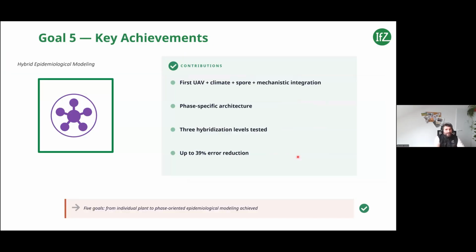And at the end, what we got here: we implemented the first UAV climate spore mechanistic integration for this disease. We did it with a phase-specific architecture. We tested three different kinds of hybridation, and we got up to 39 reduction of error.